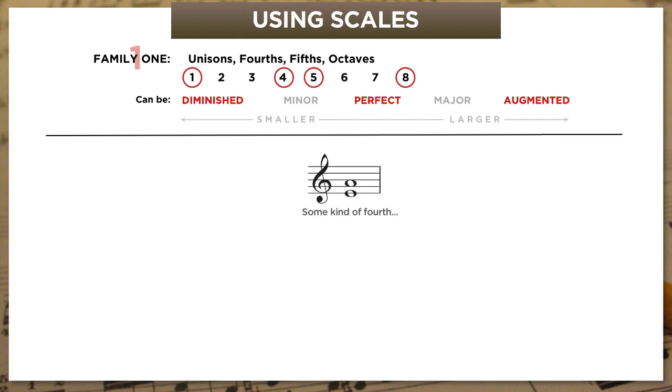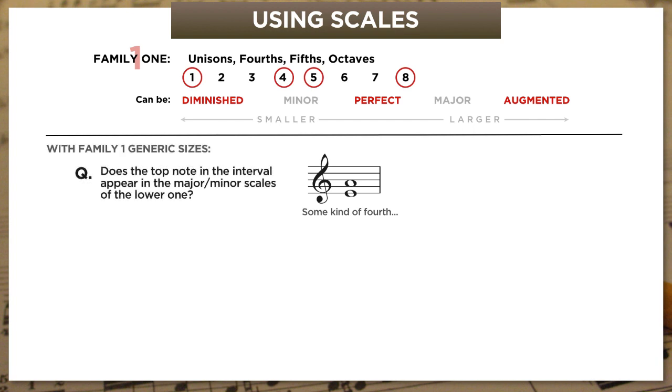So let's say I give you some kind of fourth. It's E up to A. You know it's a fourth from the distance on the lines and spaces, but you don't know what specific size it is. With family 1 generic sizes, you have to ask, does the top note of the interval appear in the major and minor scales of the lower one? So in other words, with this one, does A appear in E major and E minor?